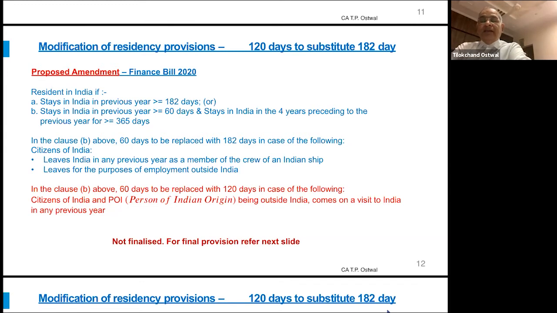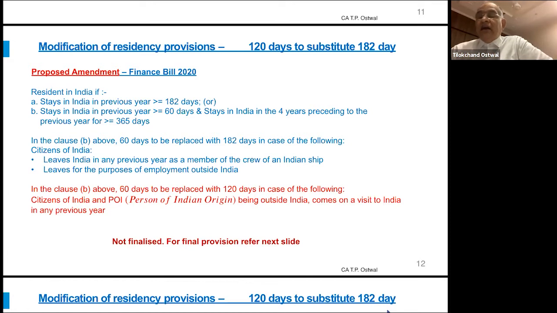One of the themes seems to be that 183 days was a very long period, a 6 month period. People would come and stay in India, and thereafter go abroad and stay abroad for more than 183 days, and therefore would still be non-resident. So they have curtailed the period from 182 days to 120 days. I'll come to that now.